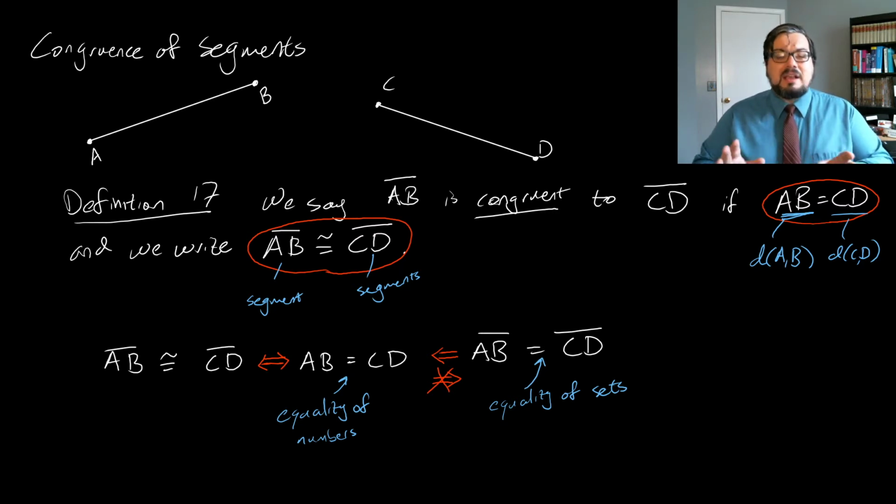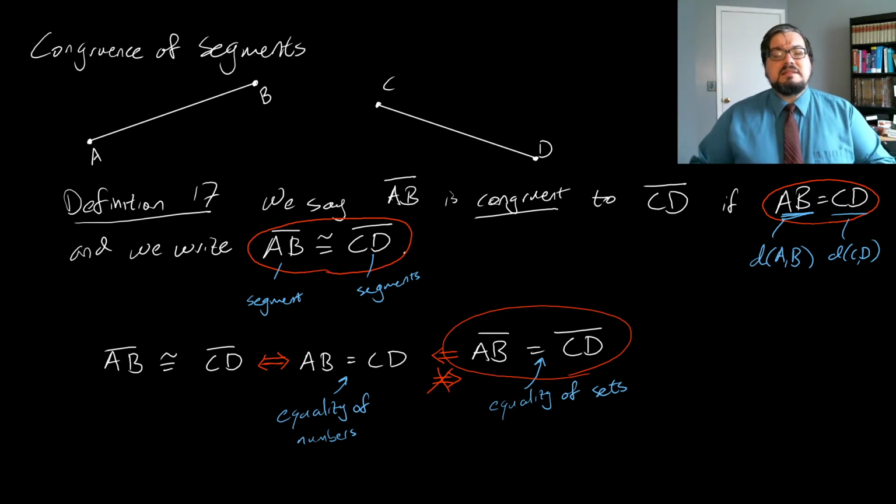The big takeaway here: equality of segments is almost never relevant for us. This third condition over here is almost never something that we're going to be proving. We're almost always going to be proving that two segments are congruent, not that the two segments are equal.